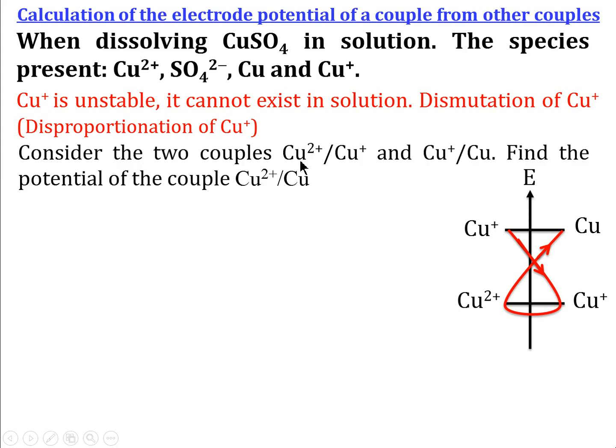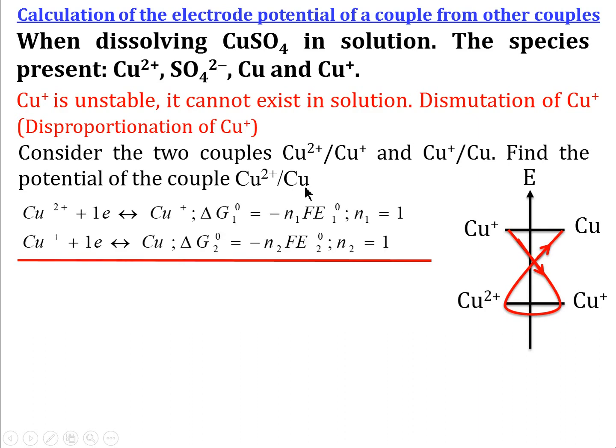Consider the 2 couples Cu2+/Cu+ and Cu+/Cu. Find the potential of the couple Cu2+/Cu. Cu2+ is the oxidant and Cu is the reductant, so Cu2+/Cu can form a couple. We write the half reactions. Cu2+ plus 1 electron gives Cu+. This is the corresponding half reaction of the couple Cu2+/Cu+.